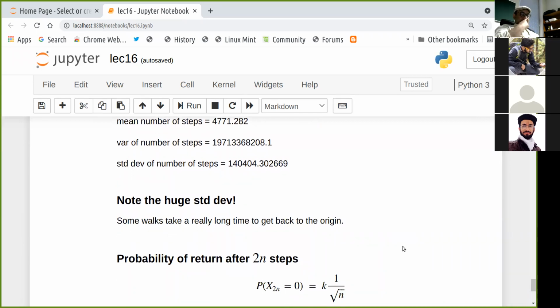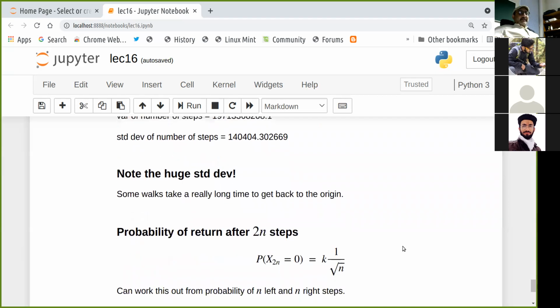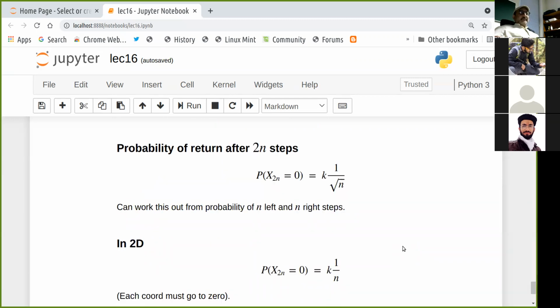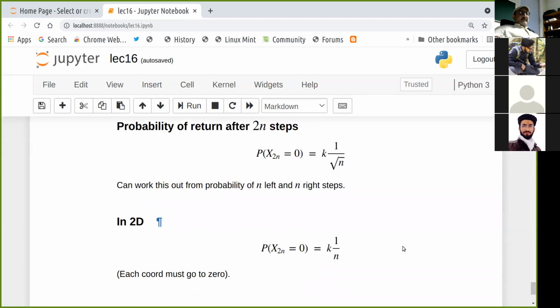Now, if we use the probability that we discussed and a little bit of reasoning, what we would get is that the probability of getting back to 0 after 2n steps goes as 1 over root n. Basically, that's the important thing. In 2 dimensions, it goes as 1 over n.